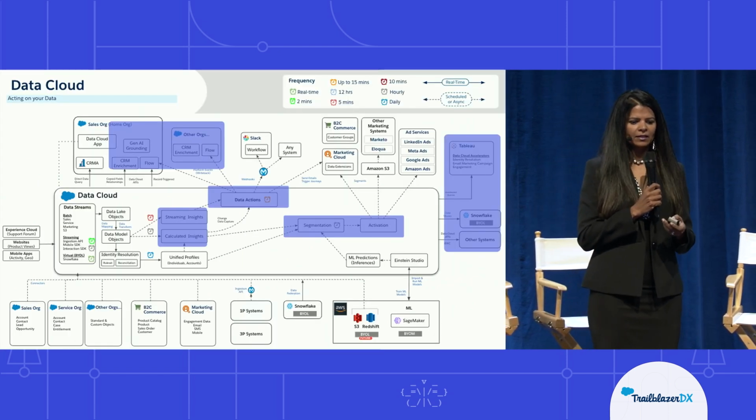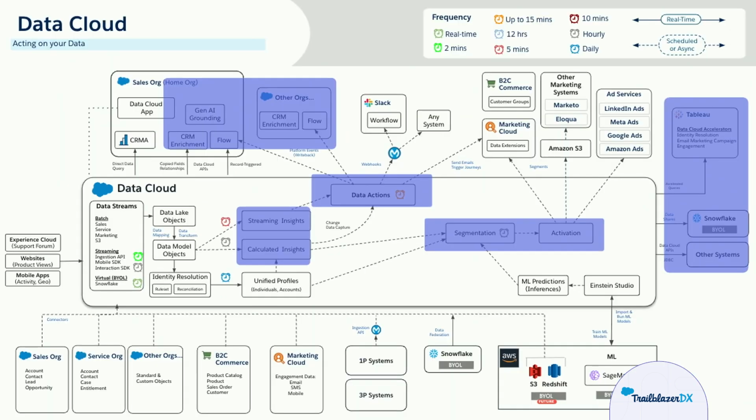Now this is a diagram. Again, we've highlighted the areas of how this data is available and can be activated. One of the things that I didn't cover is data actions. What is a data action going to do? A data action allows me to listen to changes in the data, and then I can create actions based on those. An action could be, if the data changes, trigger a flow.